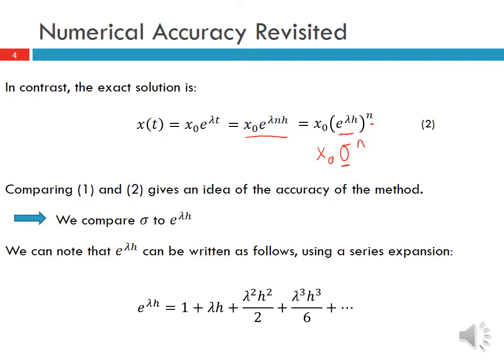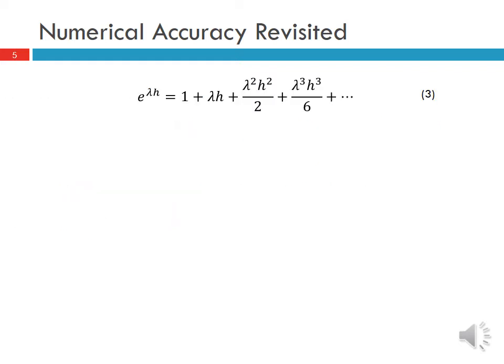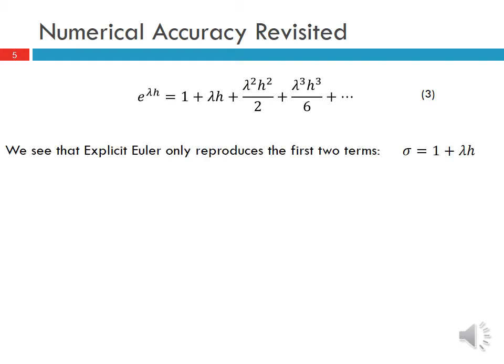We can note that e to the power lambda h can be written as shown here using a series expansion. So e to the lambda h is equal to 1 plus lambda h plus lambda squared h squared over 2 plus lambda cubed h cubed over 6, etc. We can call this equation 3. Comparing sigma from explicit Euler with this e to the power lambda h, we can see that explicit Euler only reproduces the first two terms. So we get 1 and lambda h, but we don't get any of the next terms.